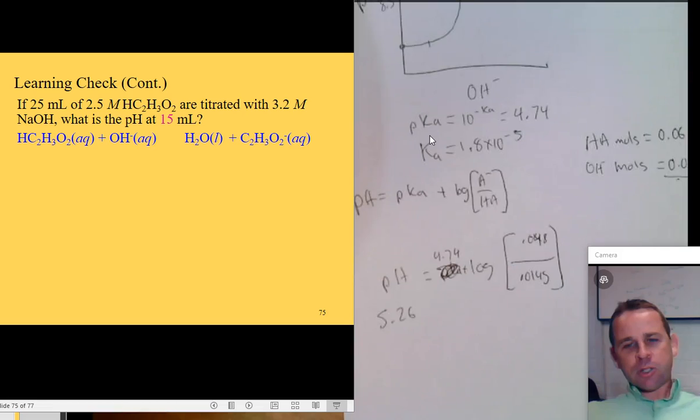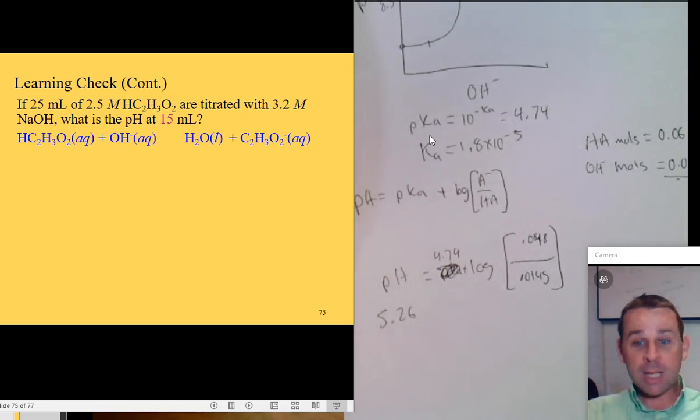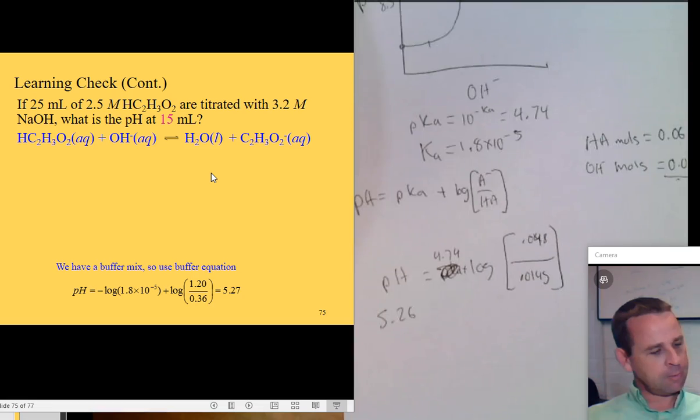So instead of just looking at excess acid, you have to recognize that it's a weak acid. You're making a buffer by adding base, all right? You have to use the Henderson-Hasselbalch equation, all right? So we got 5.27 as a pH.